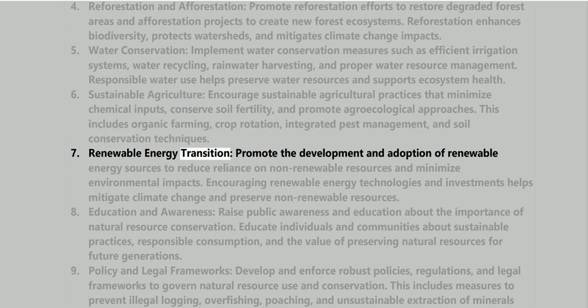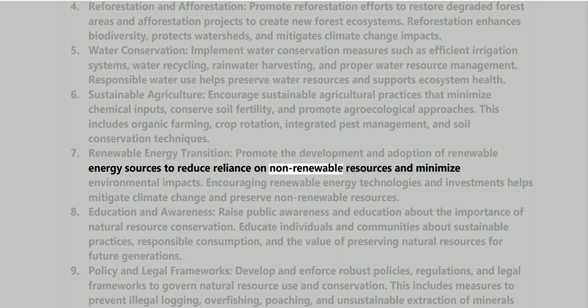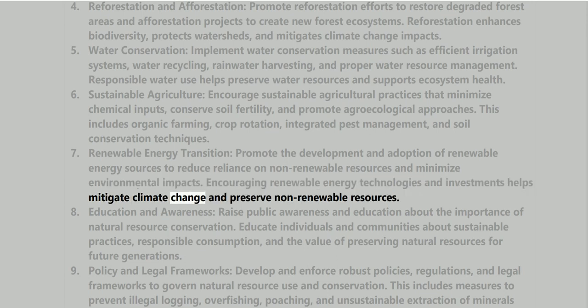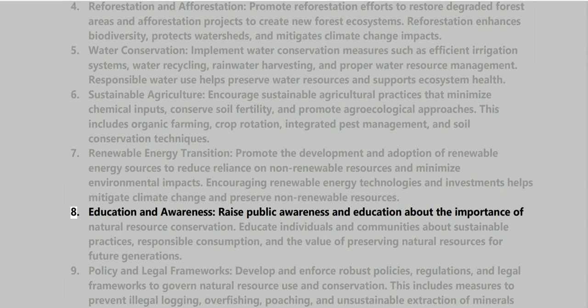7. Renewable energy transition. Promote the development and adoption of renewable energy sources to reduce reliance on non-renewable resources and minimize environmental impacts. Encouraging renewable energy technologies and investments helps mitigate climate change and preserve non-renewable resources. 8. Education and awareness.